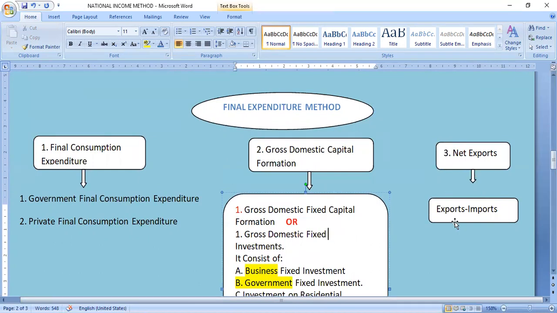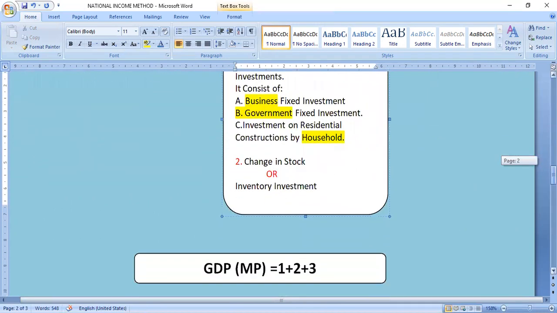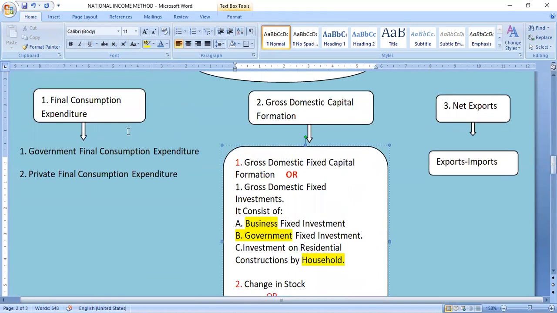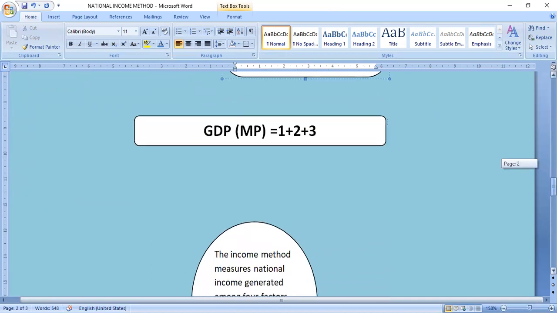This is the third point. Then we include this in the final expenditure method: GDP MP is 1 plus 2 plus 3. One is final consumption expenditure, second is gross domestic capital formation, and third is the net export, that we have calculated here. GDP MP is 1, 2, 3, the three.